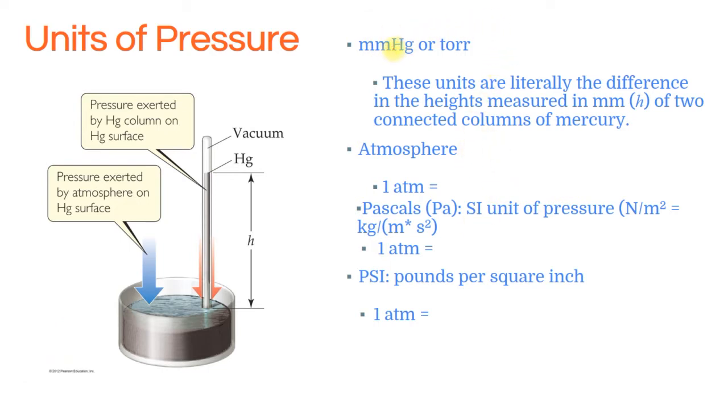These two words mean the same thing. We talked about this in lab, that millimeters of mercury and torr are the same thing. It's named for Torricelli, who invented the barometer. And to this day, we still use barometers. I think it was invented in like the 1600s, so it's been around a while.